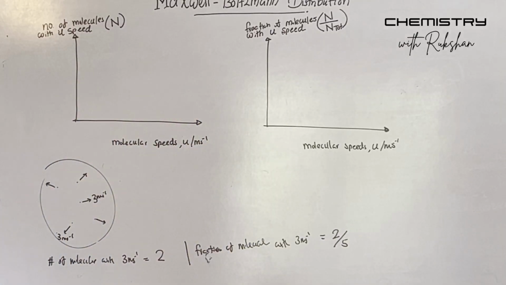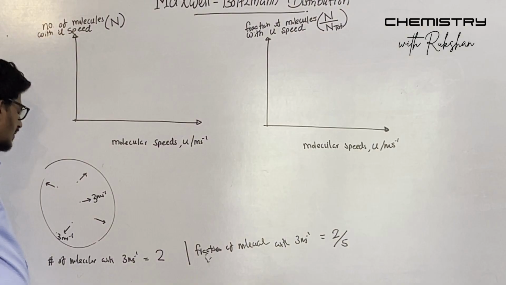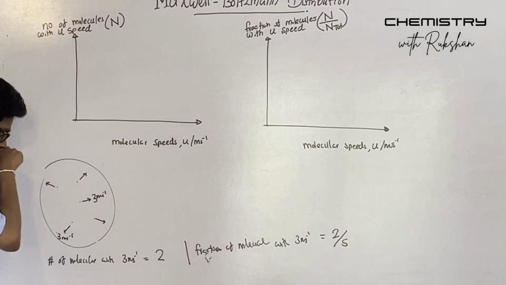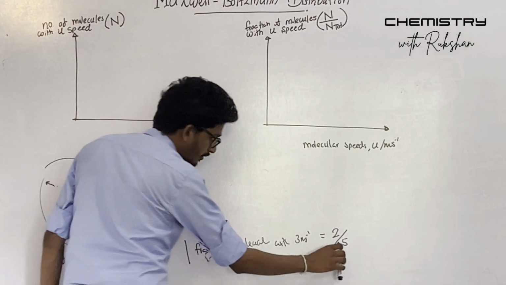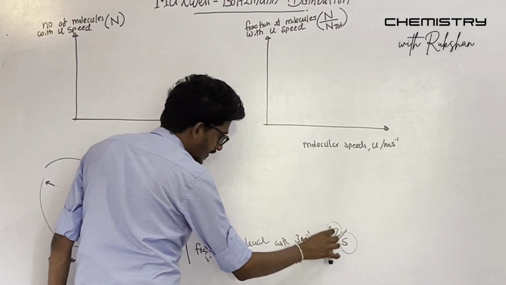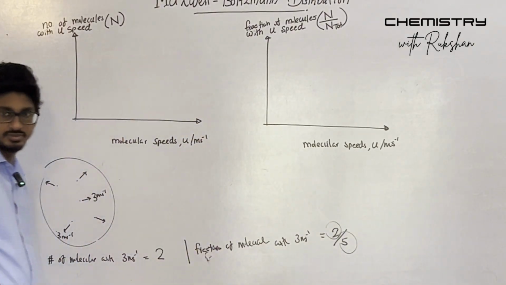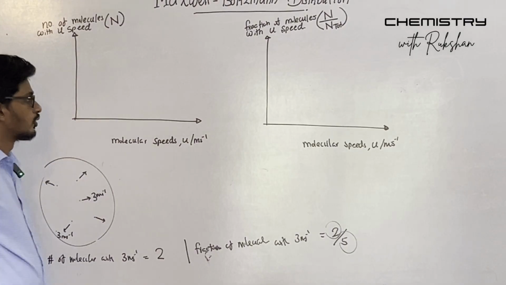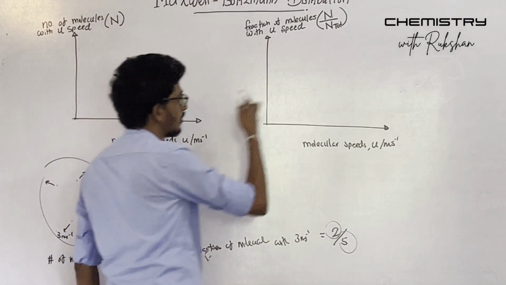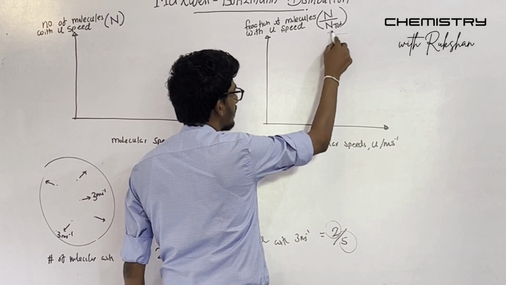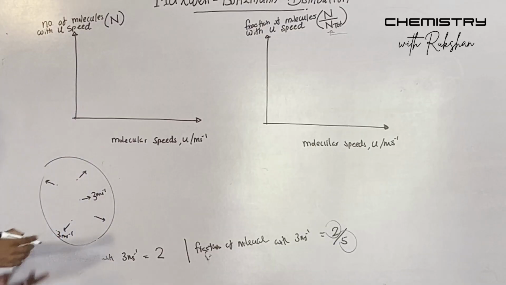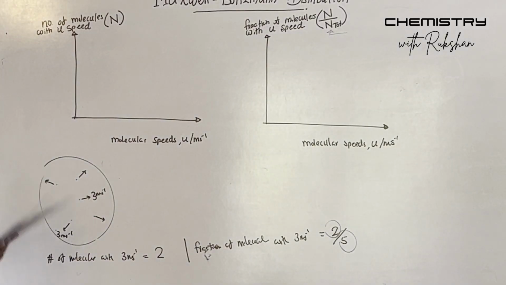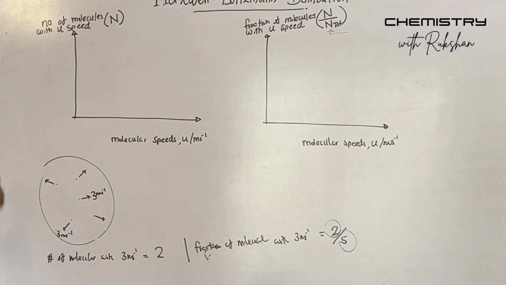That is the idea. Fraction means you have 2 molecules with 3 ms^-1 speed out of 5 molecules. This is the total number of molecules, and this is the number of molecules with that corresponding speed. So remember, the total is always a constant for a gaseous system, 5 molecules. This is how the two graphs can be considered with the Maxwell-Boltzmann distributions.